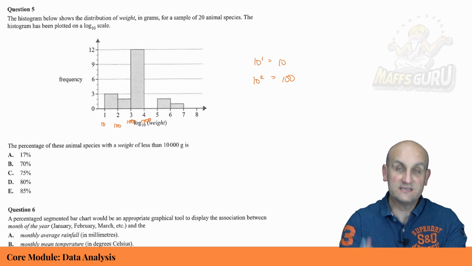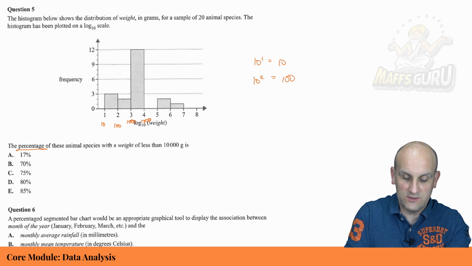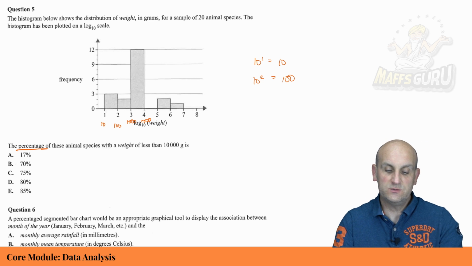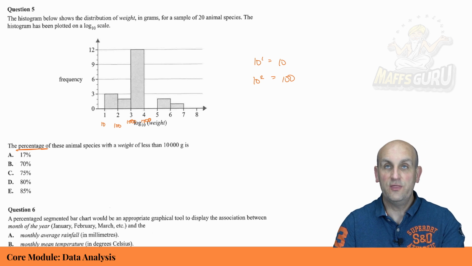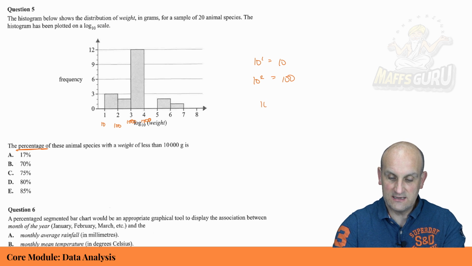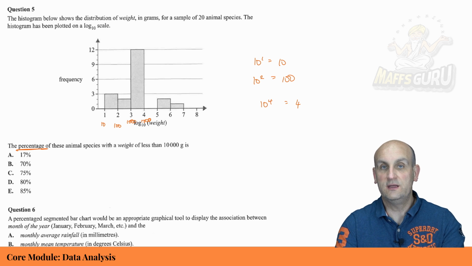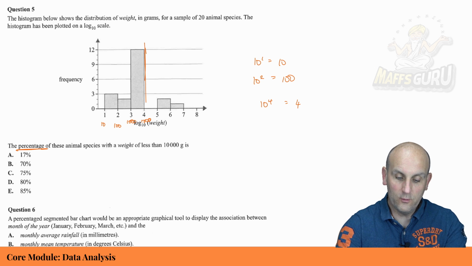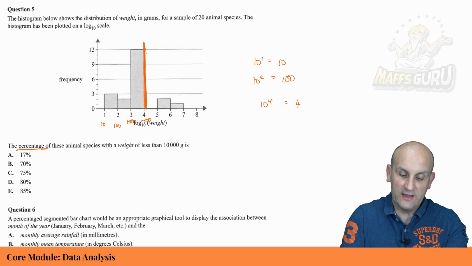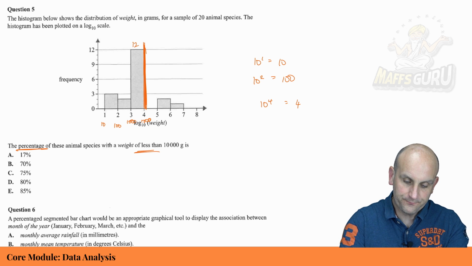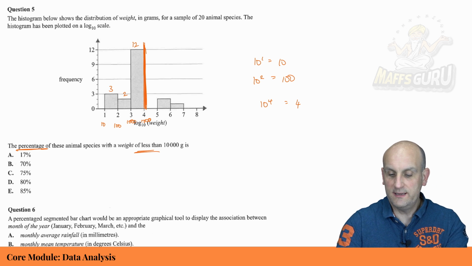And then I start saying, well, okay, let's look. The percentage, now again, a bit of a trick to this question here, of these animal species with a weight of less than 10,000 grams. Well, that basically is 10 to the power of 4, which means we are looking for the value of log 4. Well, there we go. There's my log 4. It wants to have a weight of less than. So when I add those together, I get 12, 2, and 3, which makes 17.